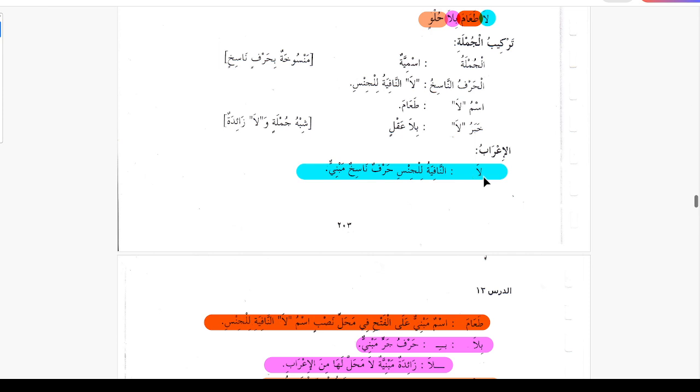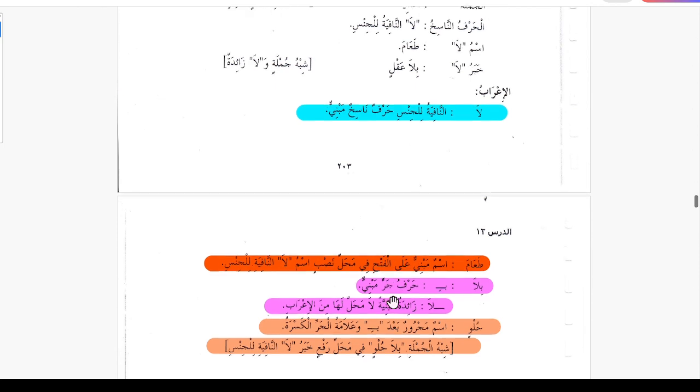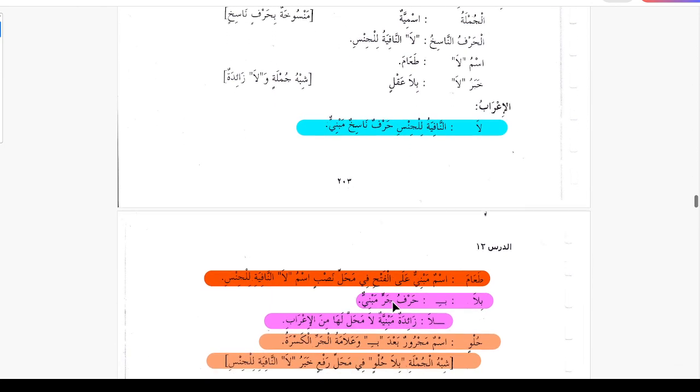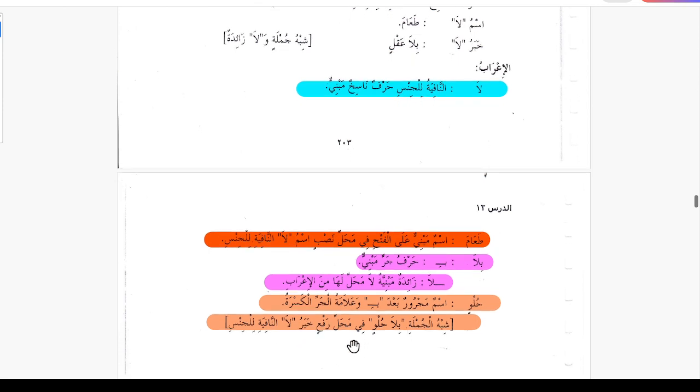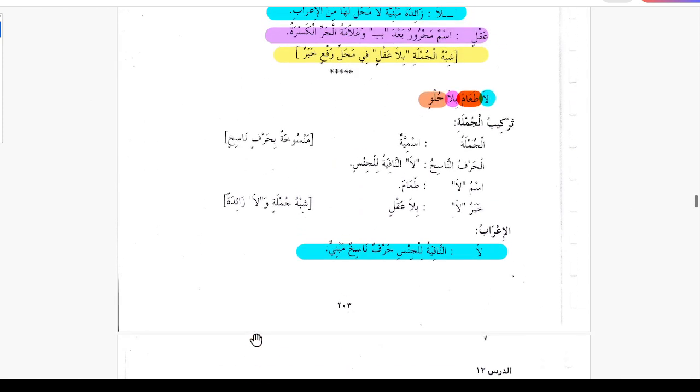So here we have the i'rab. La is an-nafiyatu lil jins harfun nasikhun mabni, ta'ama ismun mabniun ala fathi fi mahalli nasbin, ismu la nafiya lil jins. And in bila, ba is harfu jarrin mabni, and la is zaidatun mabniyatun la mahalli laha min al-i'rab, same as the last sentence. And then hulwin is ism majrurun ba'da ba wa lamatul jarri al kasra, and then shibu jumla bila hulwin fi mahalli rafin khabar la nafiya lil jins.